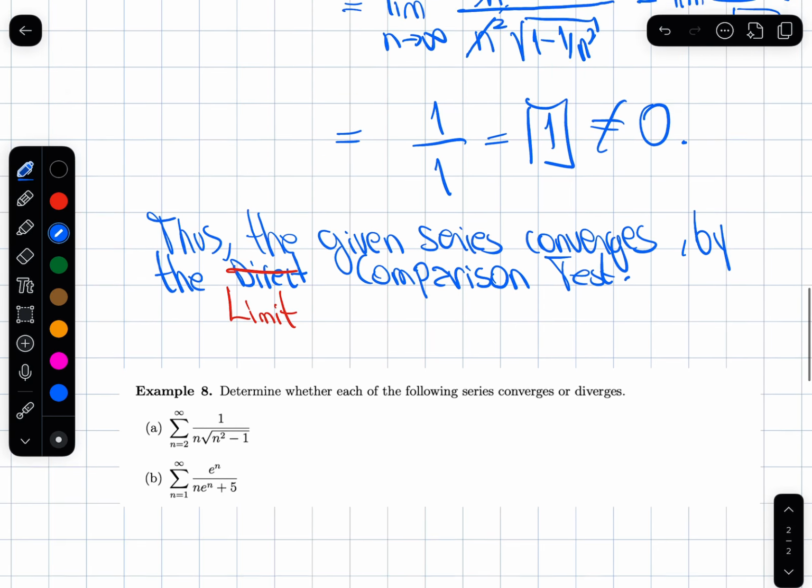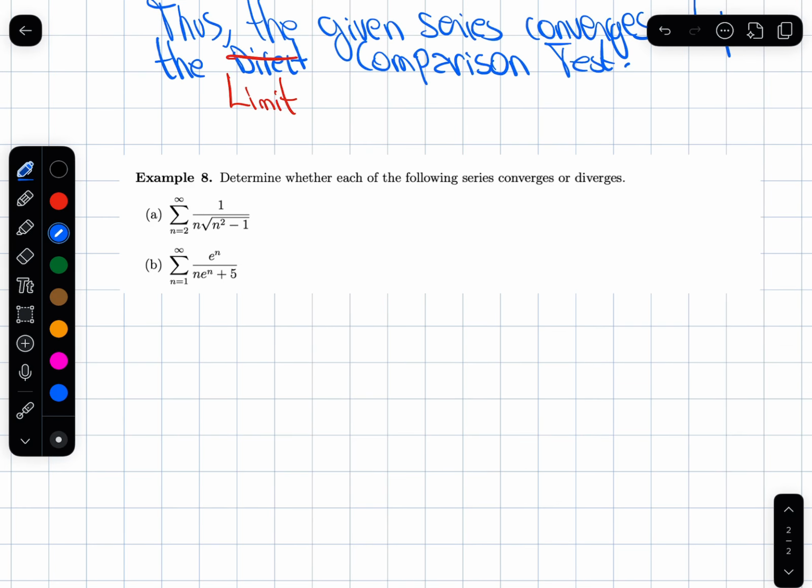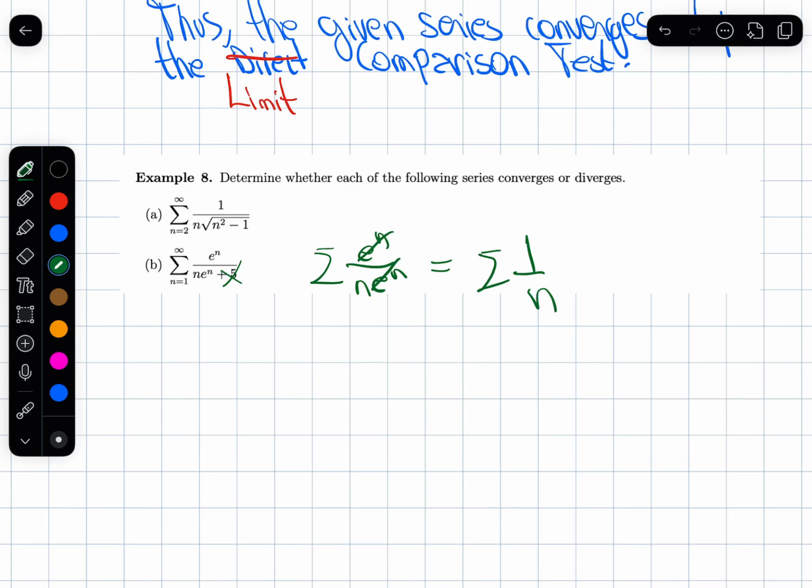Let's solve the second example. See, same idea. I wish I could ignore this 5, right? Because then that would be e to the power n, n e to the power n, which canceled becomes just 1 over n, which is the harmonic series, which diverges. And so I think that the series that I'm given diverges as well.